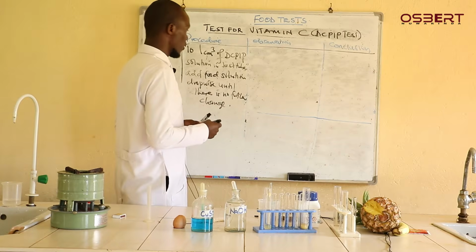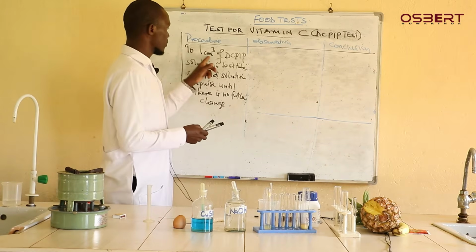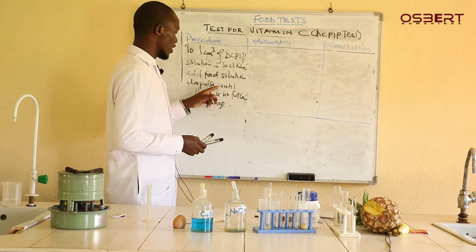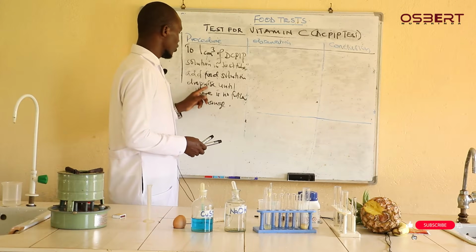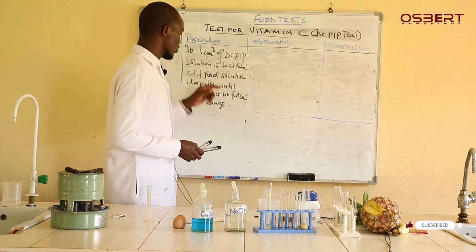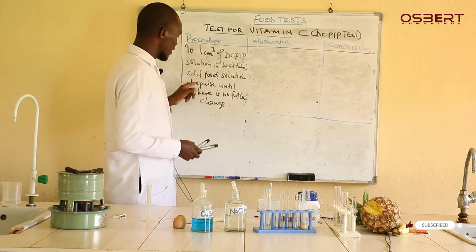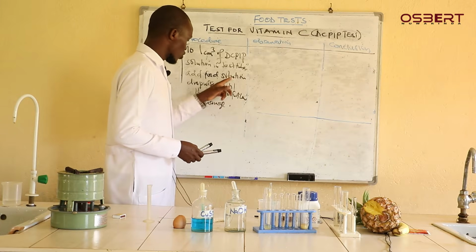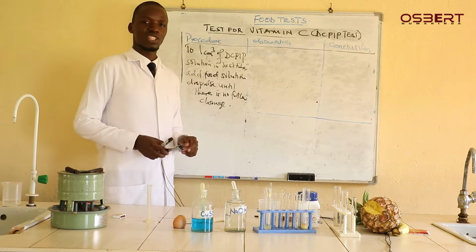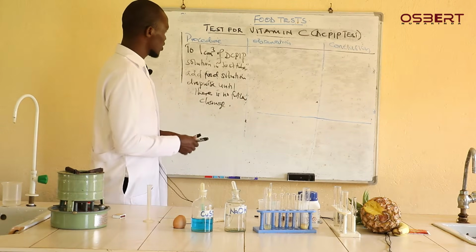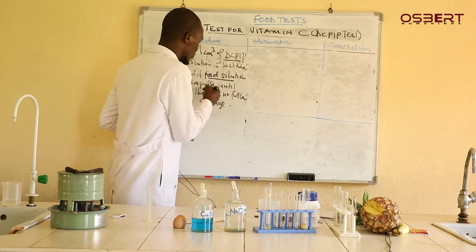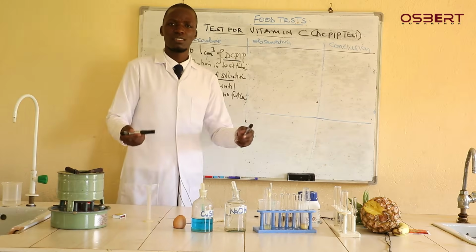Yeah, so when you're writing in reported speech, you will say: to 1 centimeter tube of DCPIP solution in a test tube, food solution was added drop by drop or dropwise until there was no further change. That is in case you're writing in reported speech. So in this case, we are getting the reagent in a test tube, then we are adding the food solution drop by drop. Yeah, as simple as that.